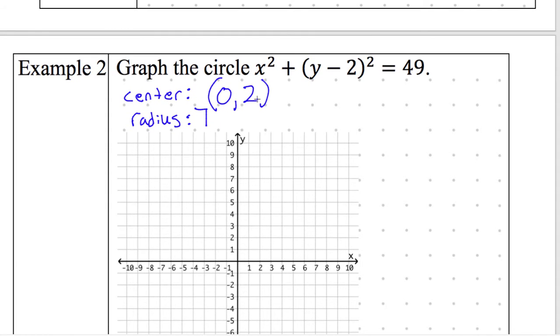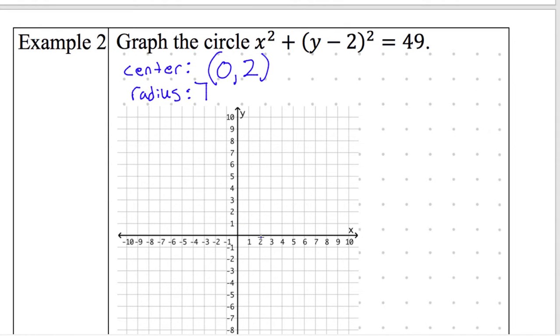I start by going to 0, 2. 0, 2 is this point right here. That is going to be that little metal end of your compass. So if you have the metal pointy end, if you're rotating around, that is going to be where the center is. The radius is 7. So if I go on the x-axis still and I go 7 more.